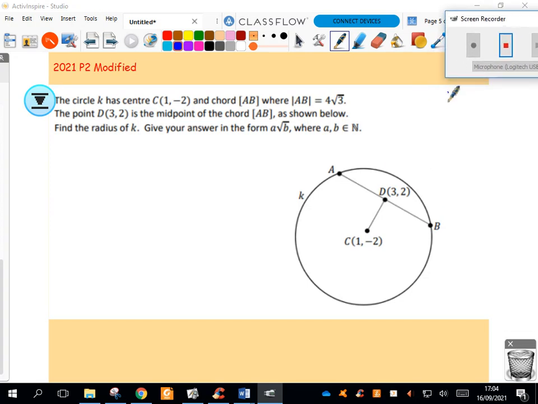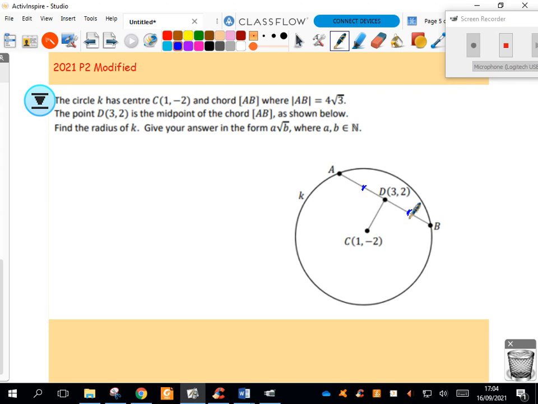Okay, I'm going to go over question 5 from Thursday's class. It says the circle K has a center of (1, -2) and a chord with endpoints at A and B, where the distance from A to B is 4√3. Point D (3, 2) is the midpoint, so that segment is equal in length to that segment. Here's the midpoint of the chord as shown below. Find the radius of K.